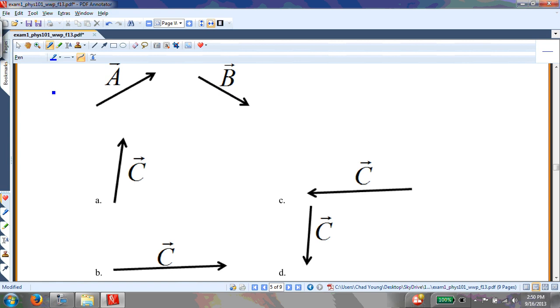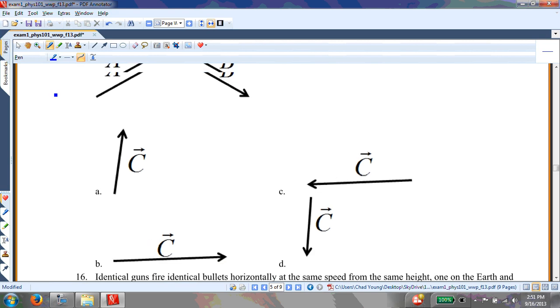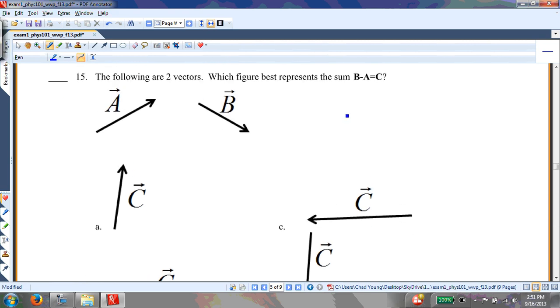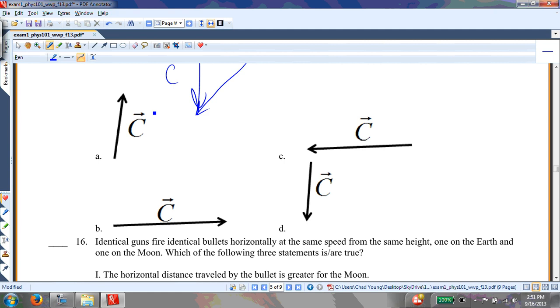Following are two vectors, which represents the sum B minus A equals C. So I write B first, and then the negative of A. Look like that. So C will look like that. So that is D.